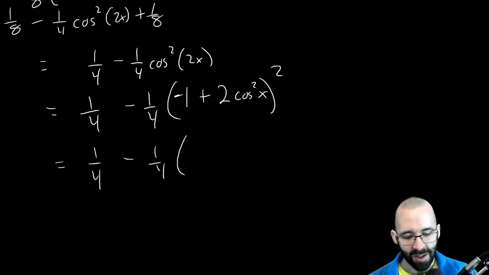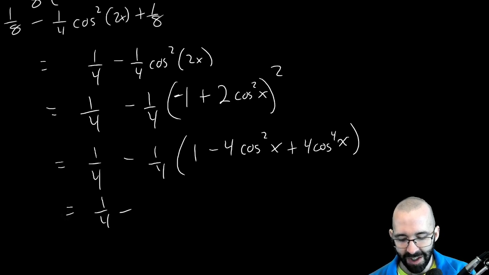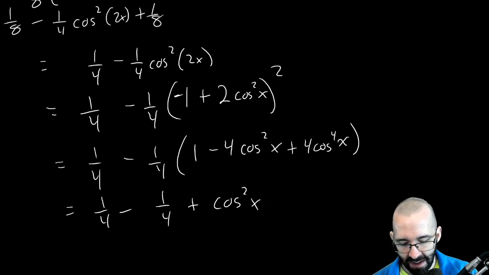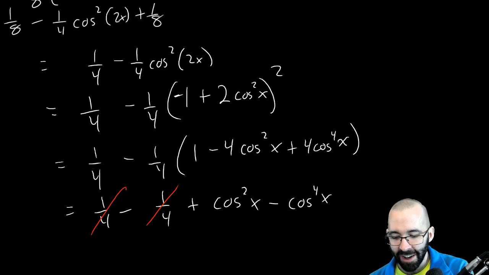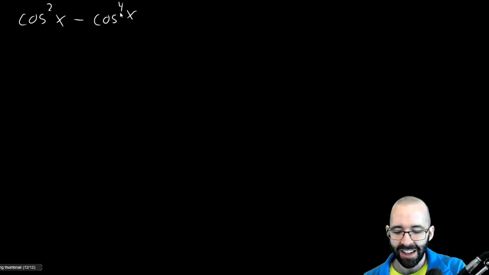Now we square this out. We get 1 minus 4 cosine squared of x plus 4 cosine to the 4th of x. We distribute minus 1/4 plus cosine squared of x minus cosine to the 4th of x. I really hope I haven't made a silly error here somewhere. I think we're okay though.